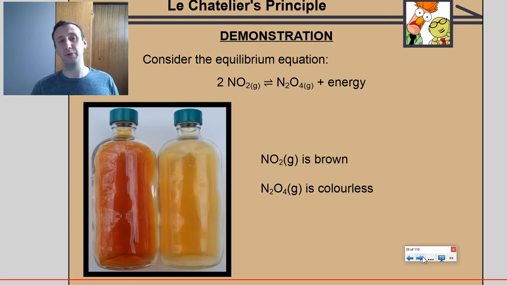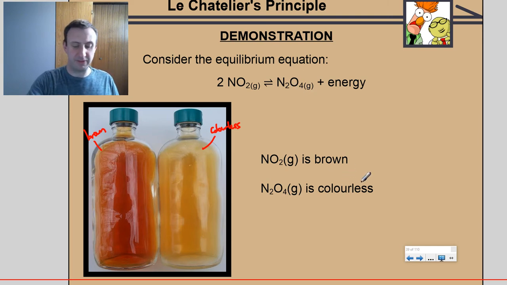So normally I would do this as a demonstration, but I can't do that. So instead, we're just going to talk about what would happen if I have an equilibrium of 2 NO2 gas produces N2O4 gas plus energy, and NO2 is a brown color, so this is my brown NO2, and N2O4 is colorless. So there's a little bit of NO2 in here, but primarily this is my colorless N2O4. So if I have lots of NO2, it's going to be more brown, and if I have more of this, it's going to be more colorless.